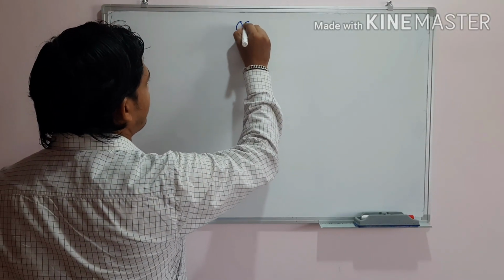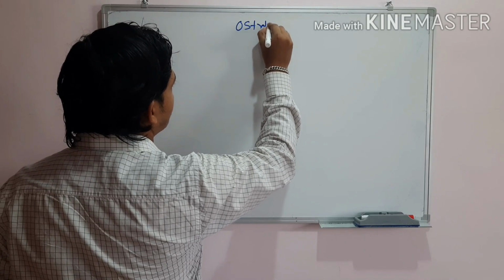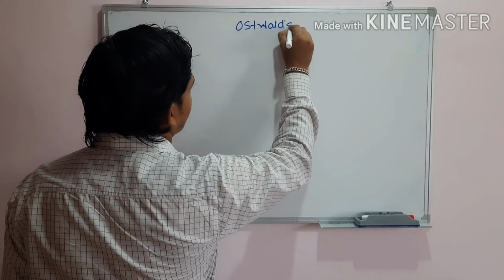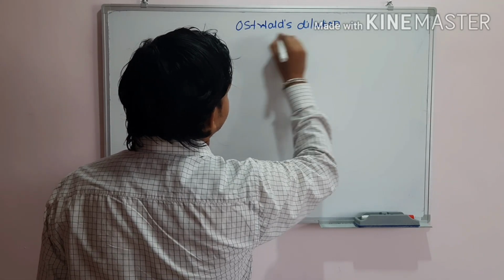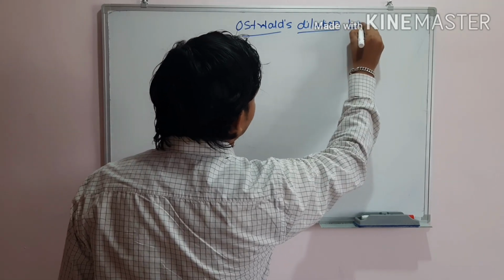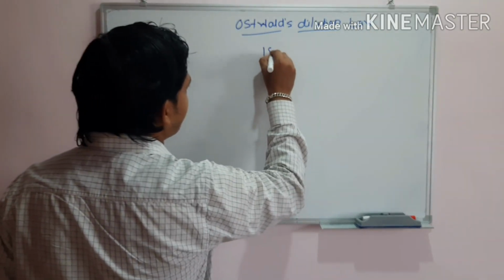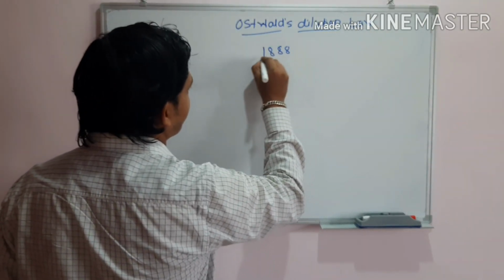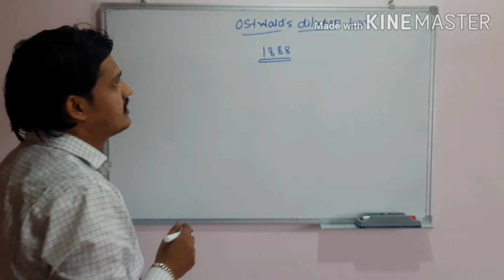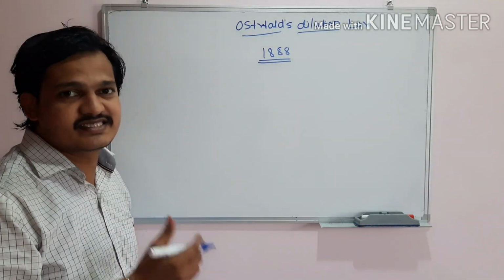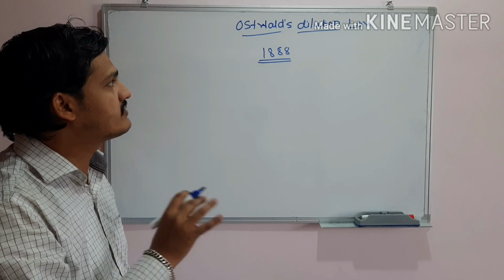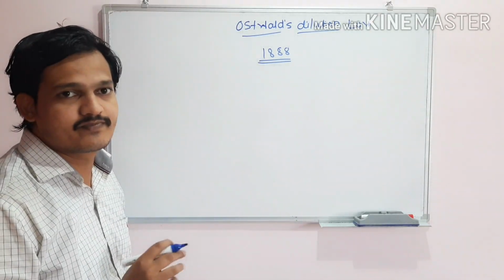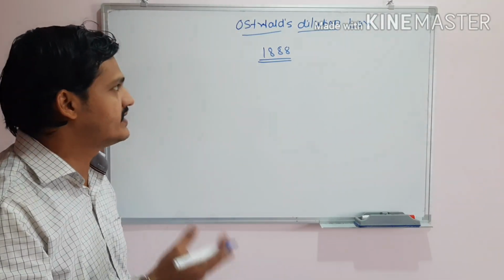Ostwald dilution law. Scientist Ostwald, in 1888, proposed a law regarding acids and bases. First of all we will derive the expression for acid, and after that for base.